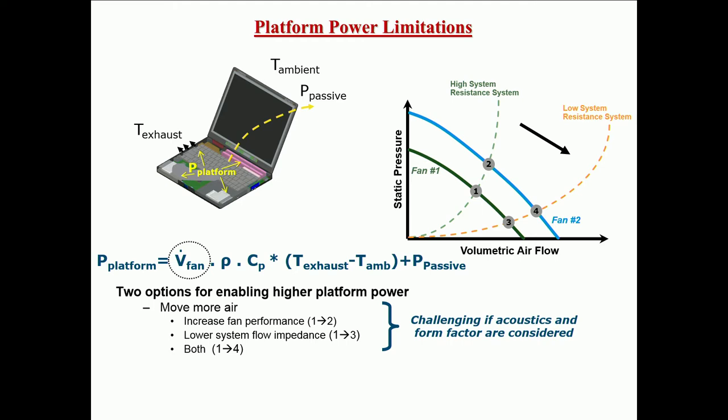We are going thinner. If you have to reduce system resistance, I have to make the airflow path wider and thicker so that air can flow with lesser resistance. That is not possible. In fact, the trend is the opposite. So, therefore, what else can we do? We can look at this one and see what is possible: increase passive dissipation.